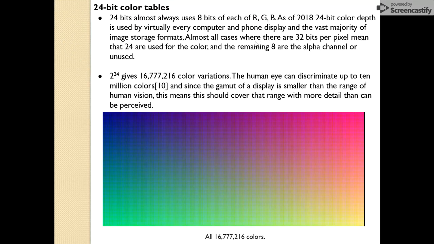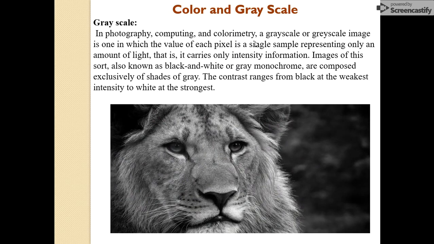Coming to the 24-bit color table, it's the same as 8-bit, but more bits are allocated to the memory for displaying colors. So we get a larger variety, almost around 16 million colors. The human eye has the ability of distinguishing up to 10 million colors. So 16 million is really a good number, so that we can use them for making different images.